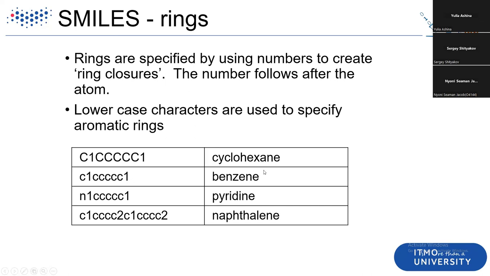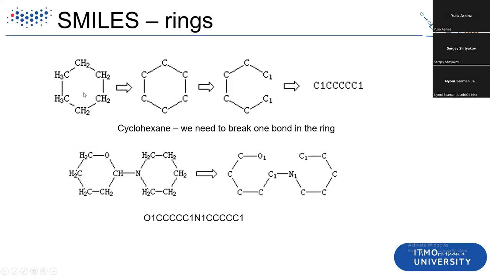So when you would like to draw a molecule like cyclohexane, you have to specify the beginning and the end of the molecule to ensure the ring enclosures. And lowercase characters are used to specify aromatic rings, like this. It's very helpful to read through the SMILES molecules, like we have here. We specify enclosures, and you could also specify the atoms, the carbon atom, the nitrogen atom, where they are going to create the bond.